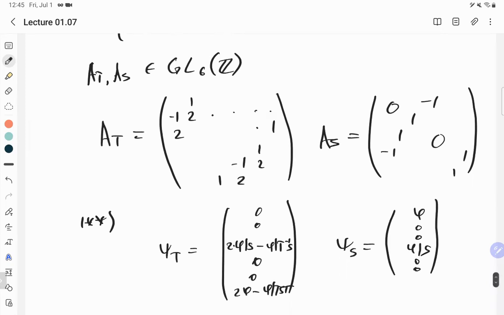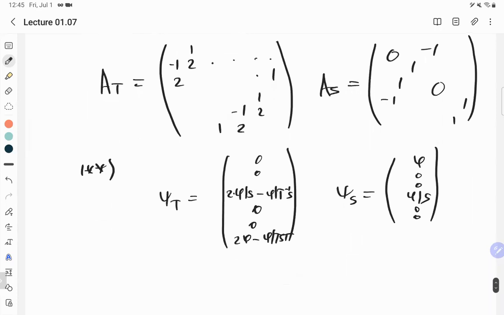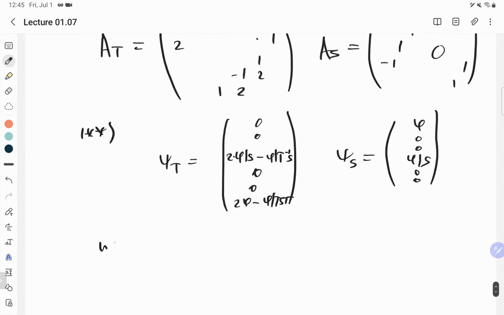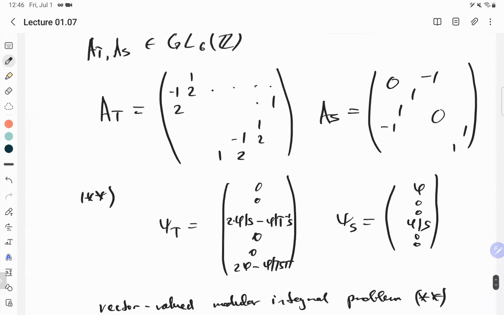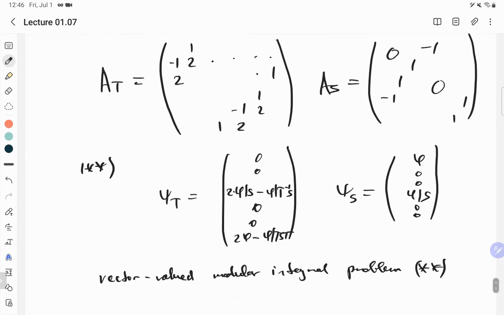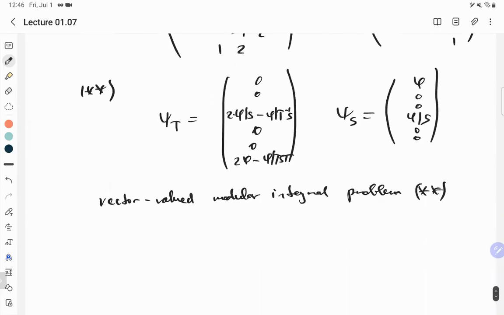Again, these are 6-dimensional vectors, and so you get a vector valued modular integral problem, double star. And the nice thing about it is that the way to solve it is the same as before. You just map it conformally onto a slit plane, and you use something which replaces the Sokhotski-Plemelj formula for this representation that you have. It requires a lot of work.